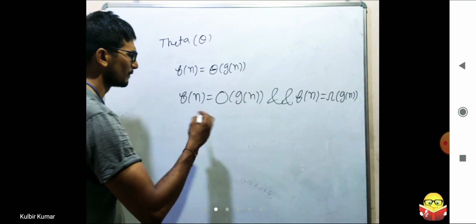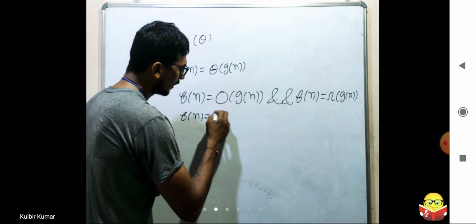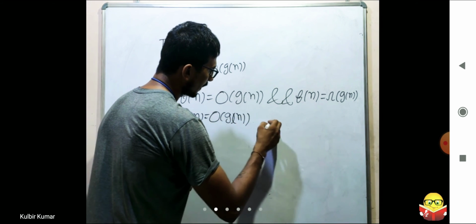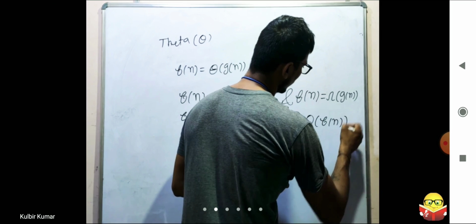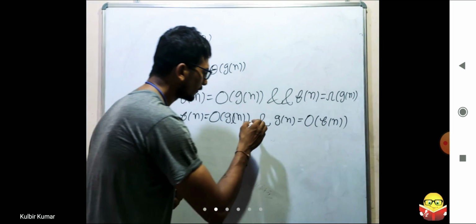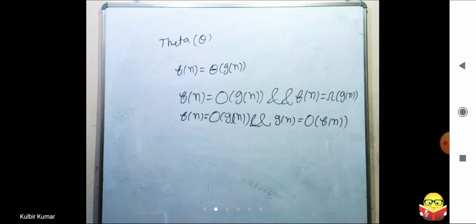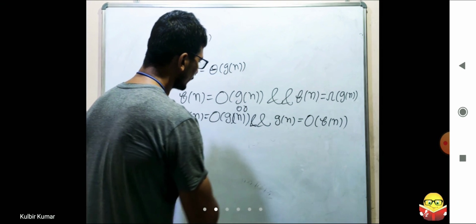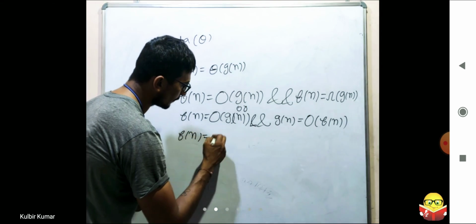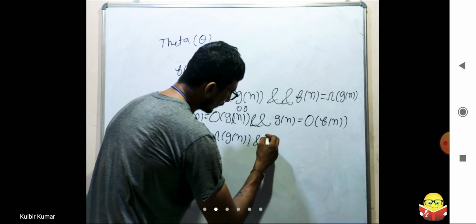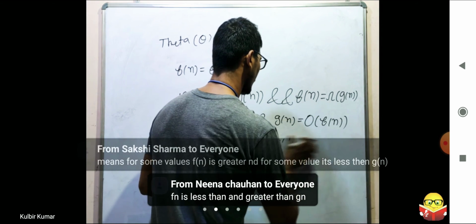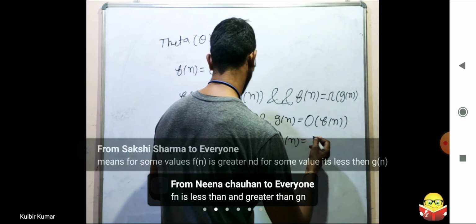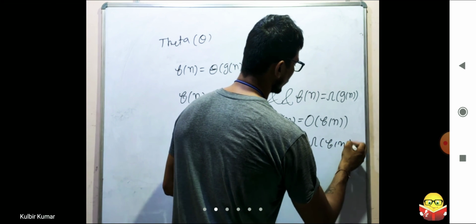Further इसे ऐसे भी लिख सकते हो. F of n is order of g of n and g of n is order of f of n. ऐसे भी लिख सकते हो कि दोनों एक दूसरे के ऑर्डर में होंगे. और you can write down f of n is omega of g of n and g of n is omega of f of n. फाइन, ऐसे भी लिख सकते हो. ये पहली डेफिनेशन. दूसरी, you can write g of n is omega of f of n. You can write any of that.